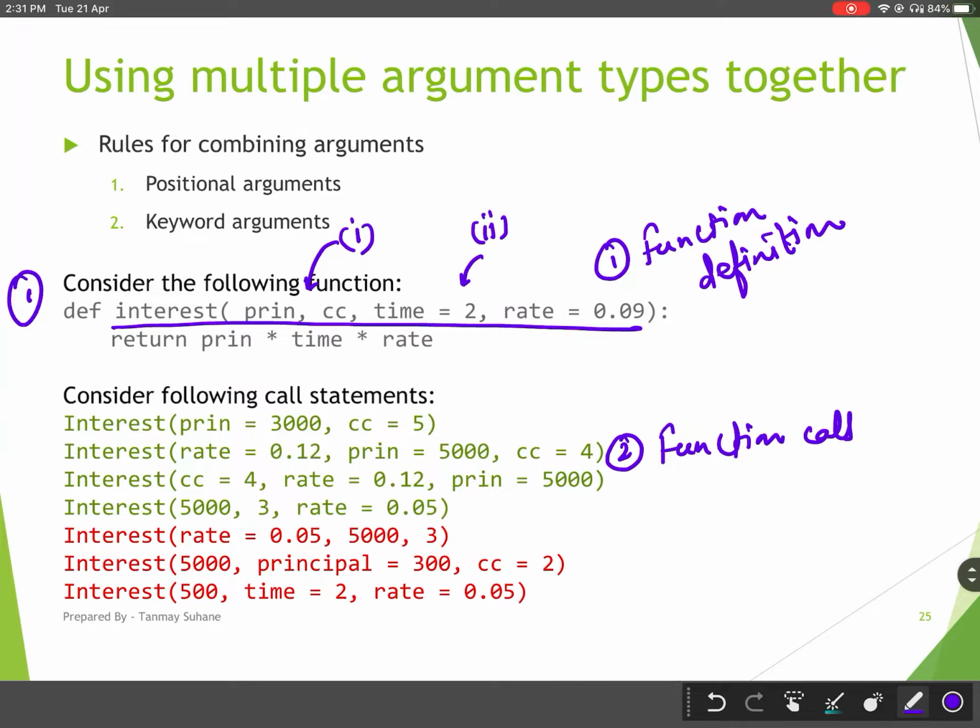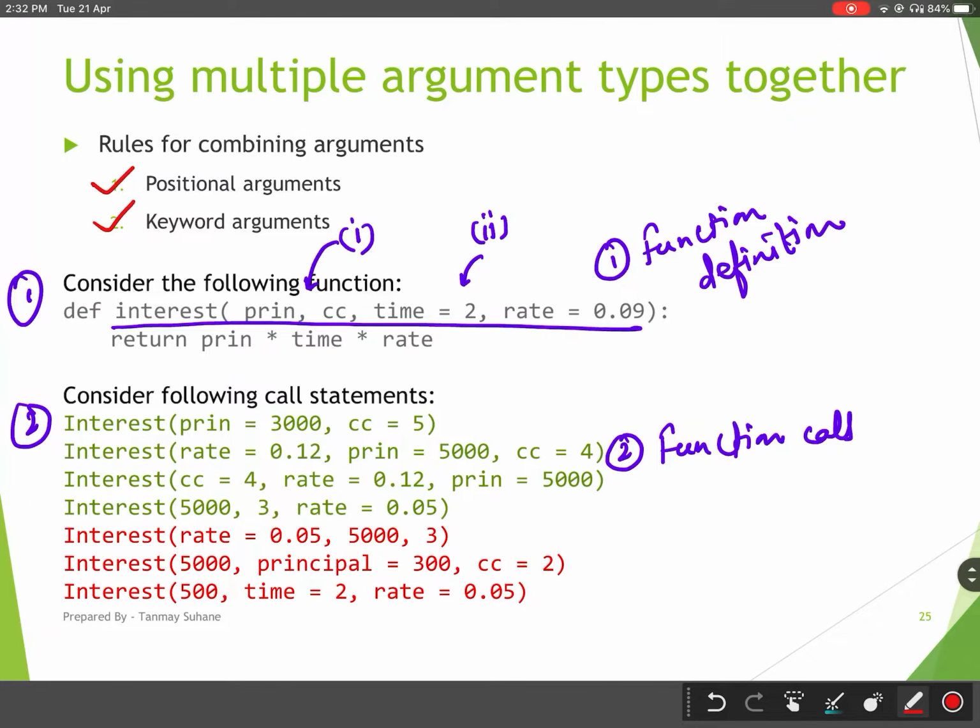Now let us see the second thing, function call. So I have taken different examples for function call. All the examples which are green are correct and all the examples which are in red color are wrong. So at the time of function call, all the positional arguments should come first, then all the keyworded arguments.